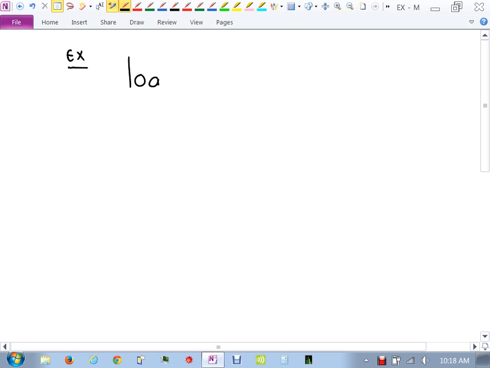How about log base 2 of 1/16? So the first thing I'm going to do is rewrite it as log base 2 of 1/16 equals y.